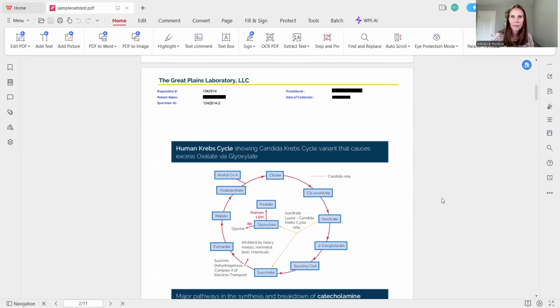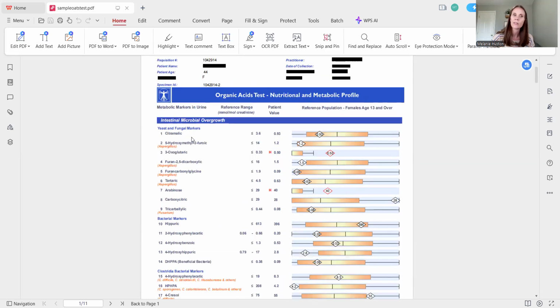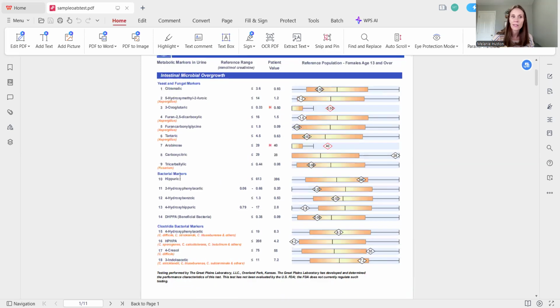Get back to the top here. Okay, it says Great Plains Laboratory, but Mosaic is the company that bought out Great Plains. So if you run one now, we would get it from Mosaic. So this is a 44-year-old female, and the first page is showing us your intestinal microbial overgrowth. So it's going to show us yeast and fungal. It's going to show if you're having problems with mold. Here it's your bacterial markers. So this is your good bacteria that's overgrowing, or maybe not, depending on your results, obviously.